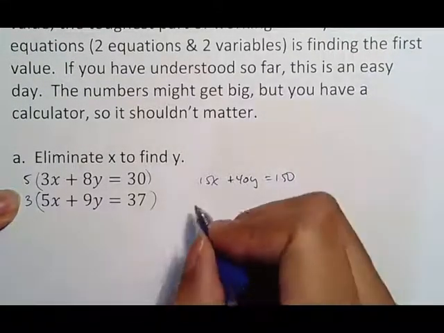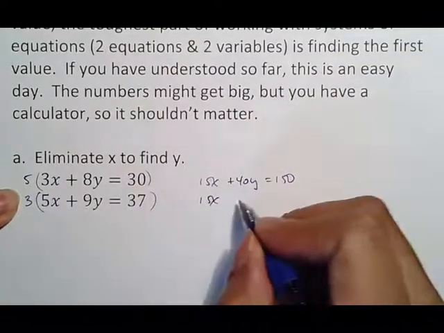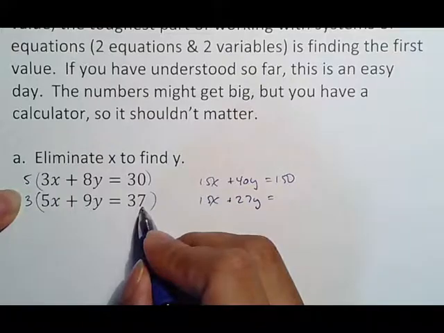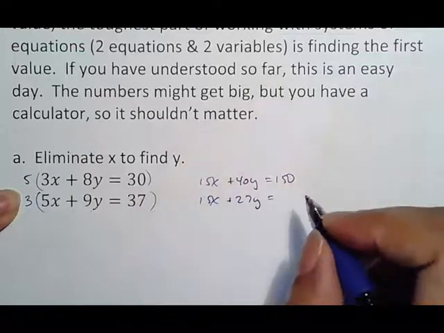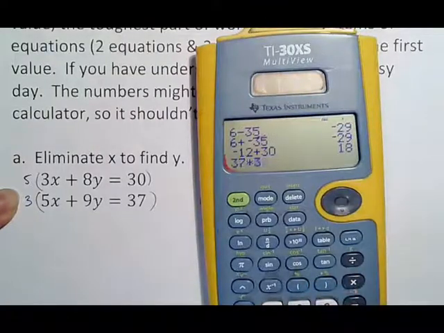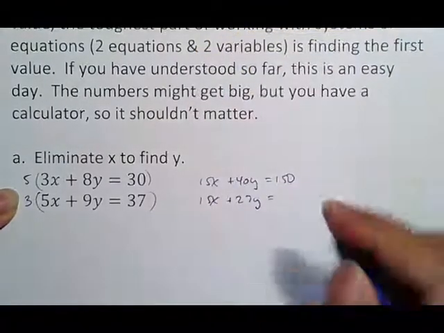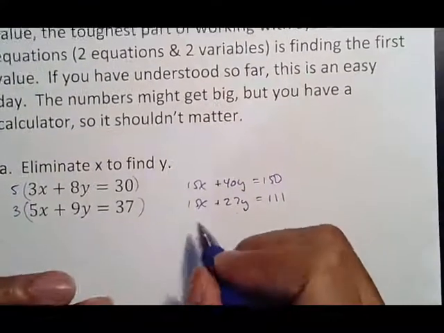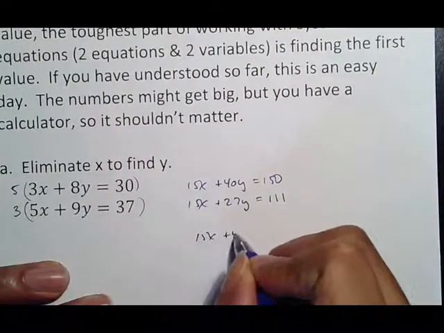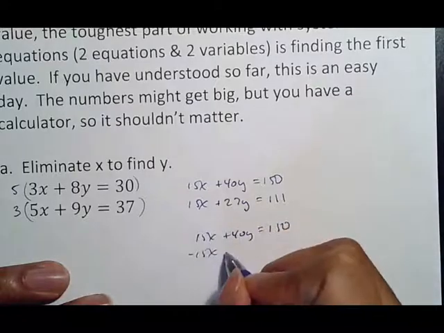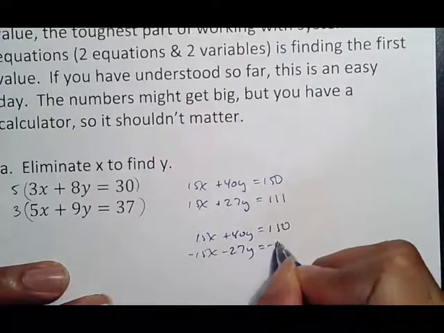Then you do 3 times 5, 3 times 9, and 3 times 37, which would be 21, carry the 2, 111, I believe. And now that we have the same x, remember what we want to do is switch the bottom row. So you want to do 15x plus 40y equals 150, and then negative 15x minus 27y equals negative 111.